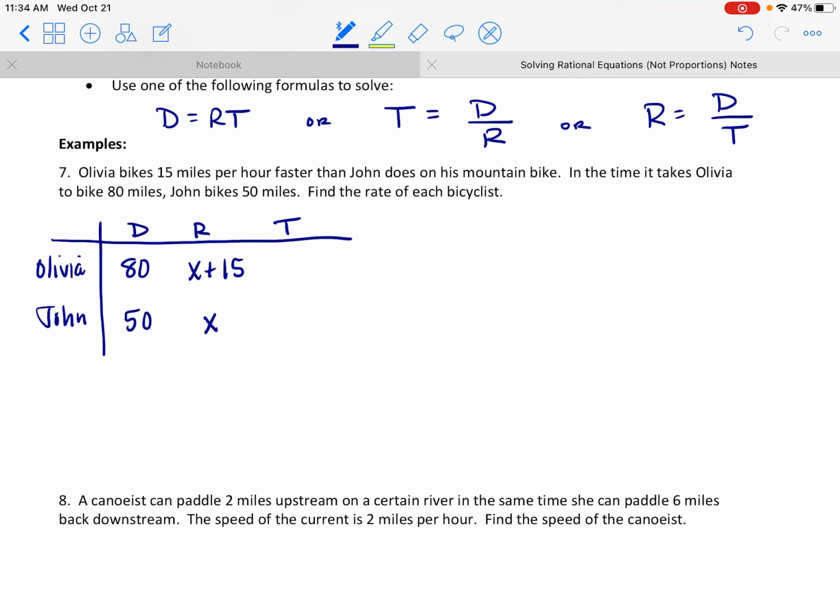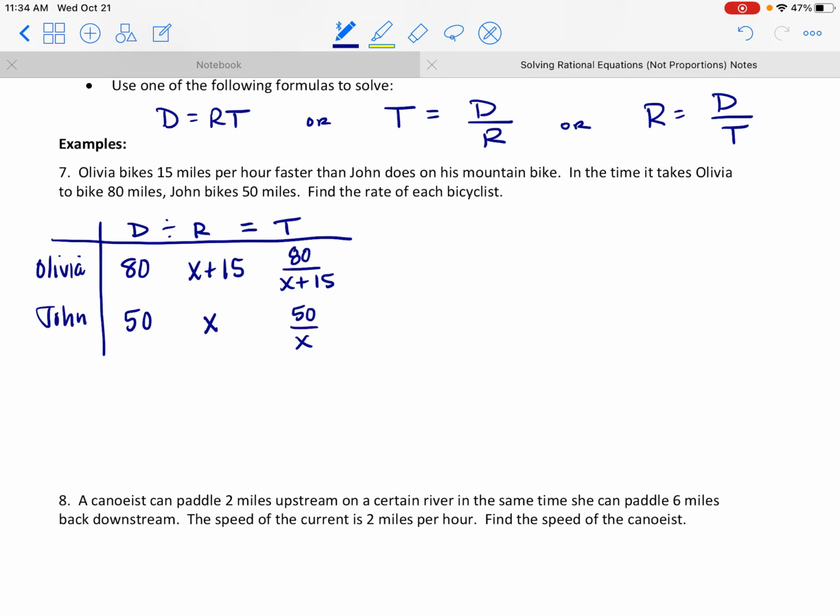So since the t column is left, I know I want to use the t equals formula, and here I see that t is equal to distance divided by rate. So if I take my distance and divide it by rate, it's got to equal my time. So in that time column, I can actually take the distance and the rate I have, in this case the 80 and the x plus 15, and divide those.